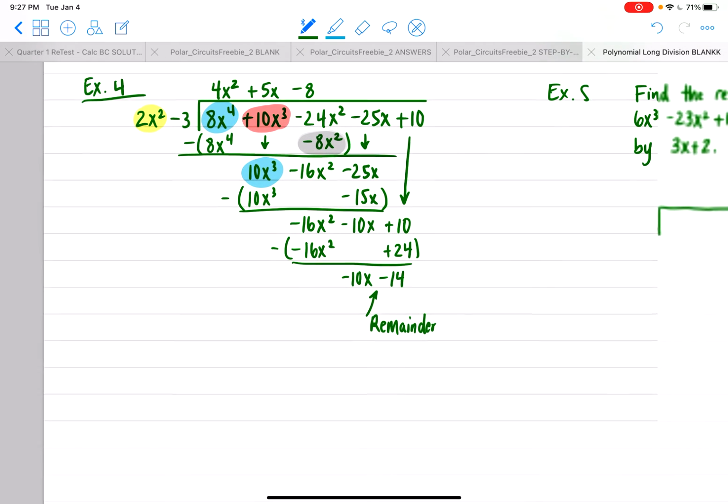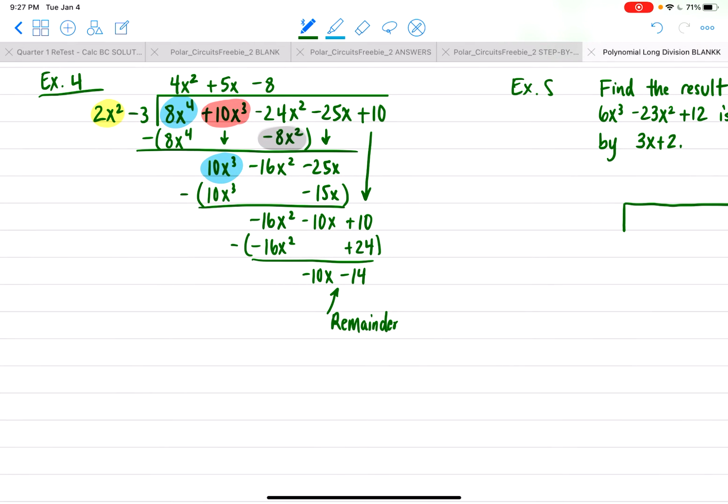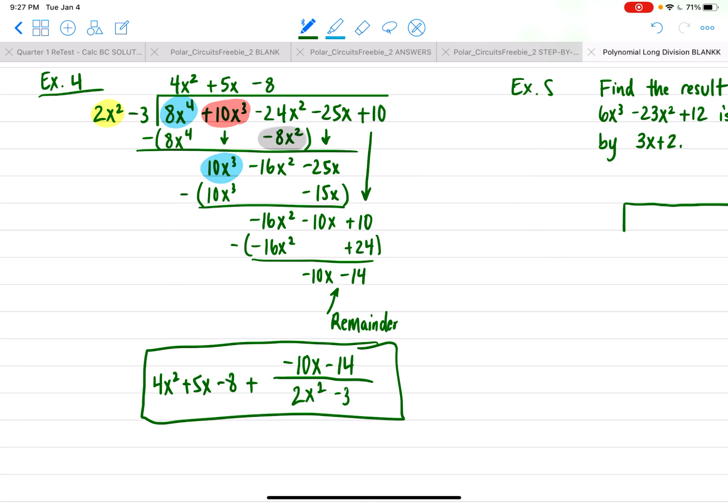So here's what we're going to say. You ready? We're going to say that the answer here is 4x squared plus 5x minus 8 plus our remainder, which is negative 10x minus 14, over the original divisor. So you want to put it over 2x squared minus 3. That is your answer, and that's what Delta Math wants you to do when you put it in, is write it just like that. Okay, that's it.